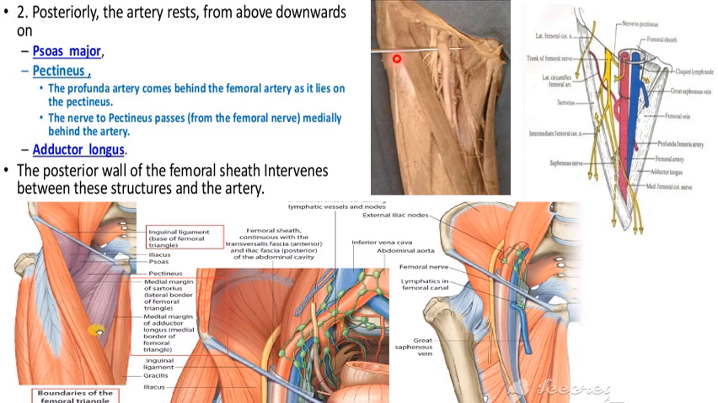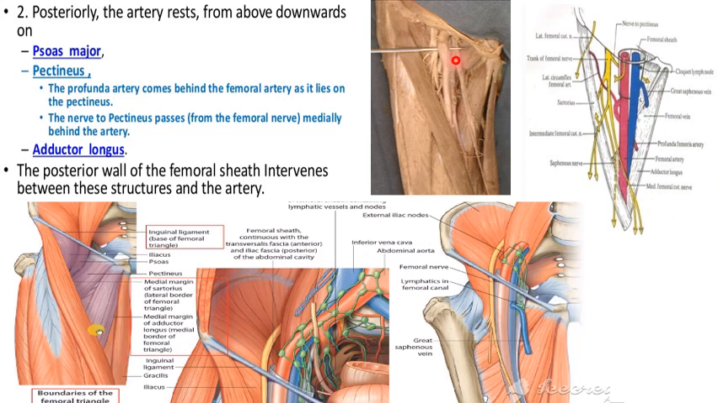Okay, so let me be more clear. The structures that are between the pectineus and the femoral artery are the profunda femoris artery and the nerve to pectineus, this yellow one here. Okay, and behind these two structures is the pectineus muscle, and then next is the adductor longus at the apex of the femoral triangle. And we said that these femoral vessels, that is the femoral artery and the femoral vein, are within the femoral sheath.